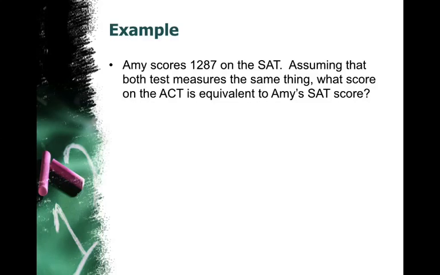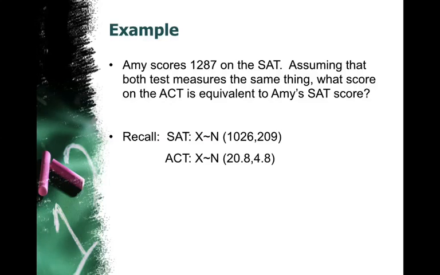Let's say Amy scored a 1287 on the SAT. Assuming that both the ACT and SAT measure the same thing, what score on the ACT is going to be equivalent to Amy's SAT score? And so we want to say, here's Amy's SAT score. If she had this score, what ACT score is going to be exactly the same? And so, again, we're going to have the same mean for the SAT, 1026, standard deviation 209. ACT, the mean is 20.8, the standard deviation is 4.8.